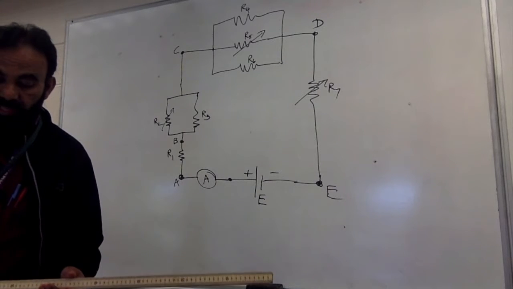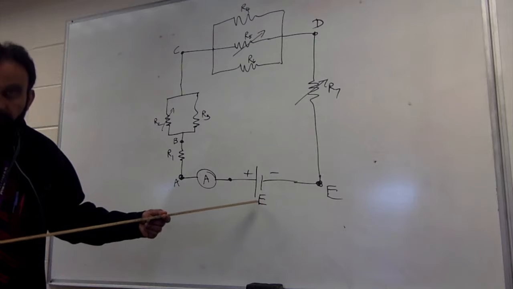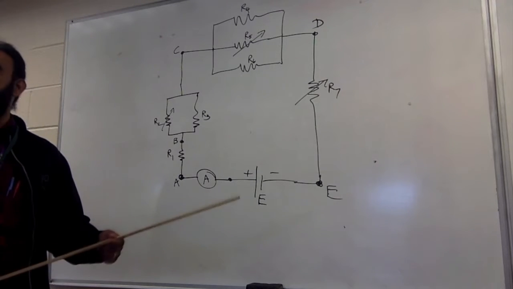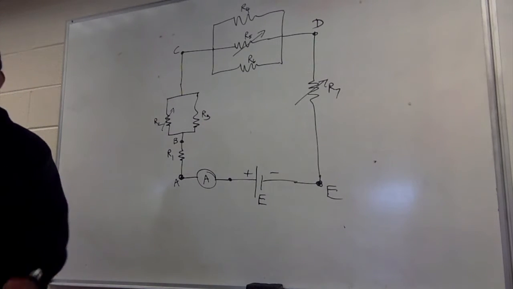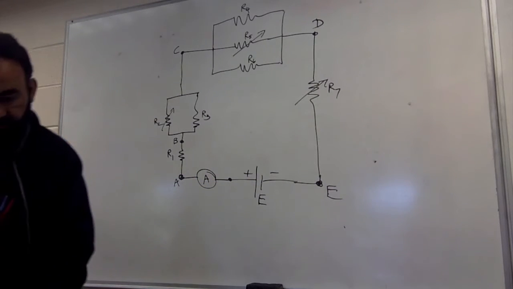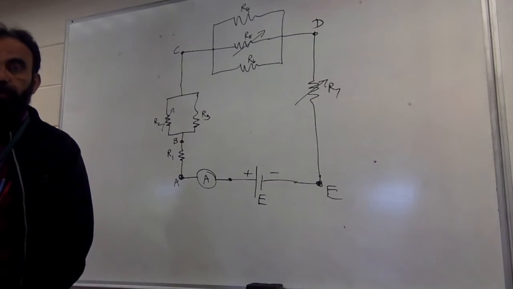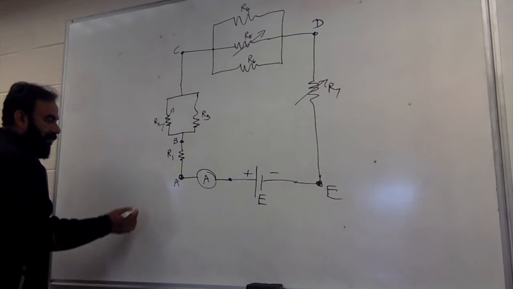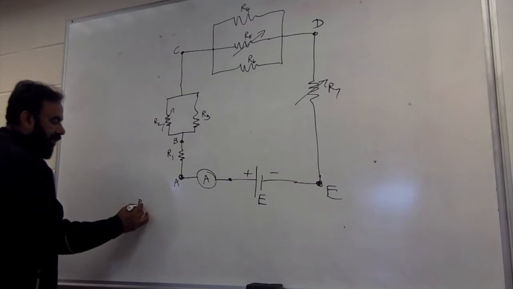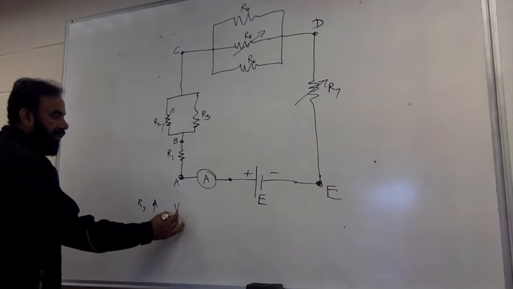The next question says, if R7 increases, the potential difference between A and E, what will happen to them? If this ammeter and this EMF have resistances, if this has resistance and this has resistance, what will happen if this one is increased? If R7 goes up, what will happen to the potential? If R7 goes up, what will happen to the VAE?